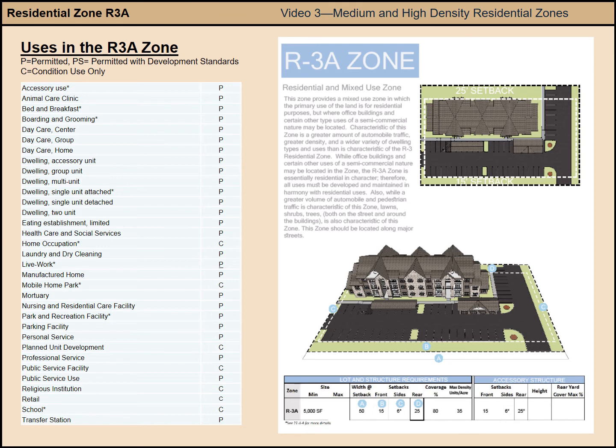The R3A zone also remains much the same as it is today. R3A allows not only higher density residential development, but also professional offices and some personal services such as salons. As mentioned on the previous slide, it will also allow some limited commercial uses through a conditional use permit. You can see the uses listed on the left-hand side of the screen. Those uses with a C next to them require the conditional use permit. In terms of densities, setbacks, and building heights, the R3A zone remains the same as it is today.